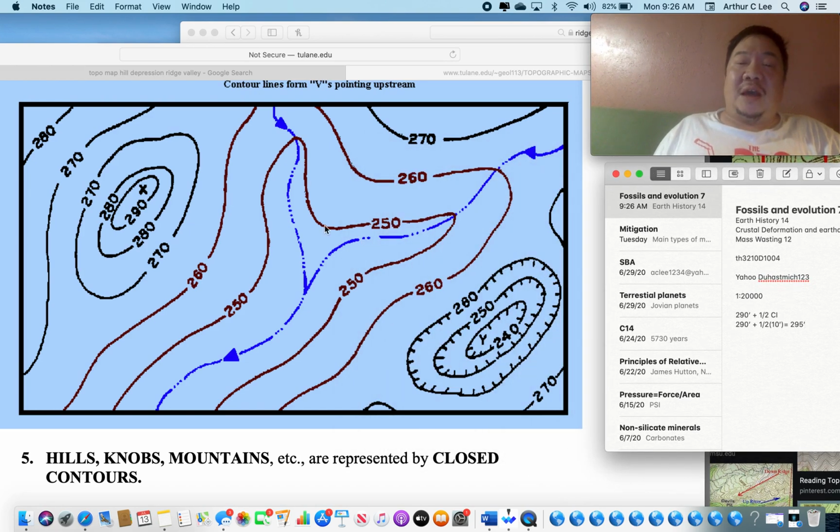We're going to be making contour maps, so always remember, when contour lines cross creeks, they point upstream. They point to higher elevations. This 250 line points to the 260 line over here.